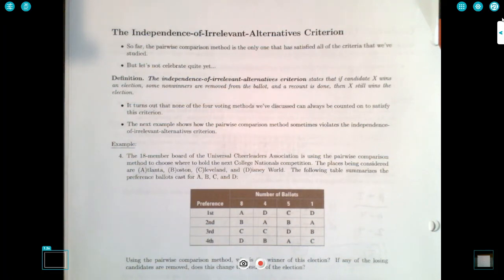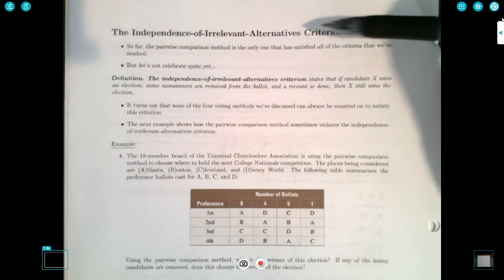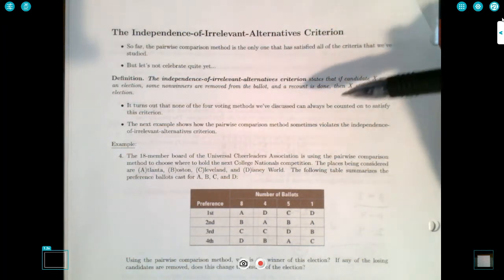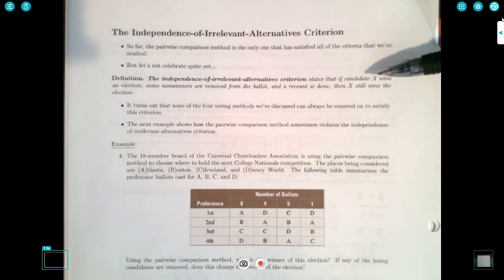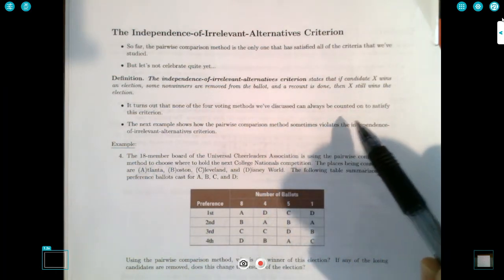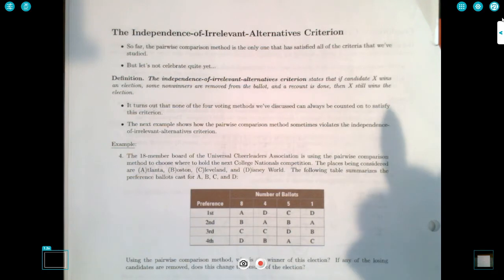Because the last one, the IIA criterion, the independence of irrelevant alternatives criterion, states that if candidate X wins an election, some non-winners are removed from the ballot, and then a recount is done, then X should still win the election. Okay? So if X is the winner, then when you remove some non-winners from the ballot, X should still come out as the winner. It turns out that none of the 4 voting methods we've discussed can always be counted on to satisfy this criterion.